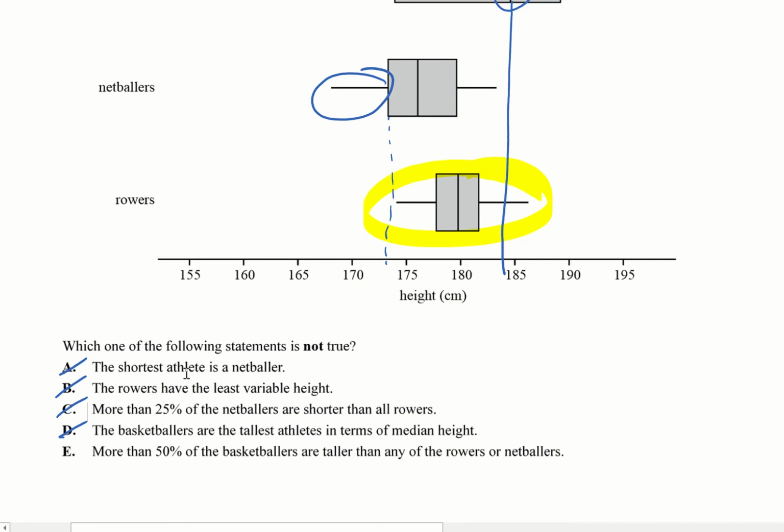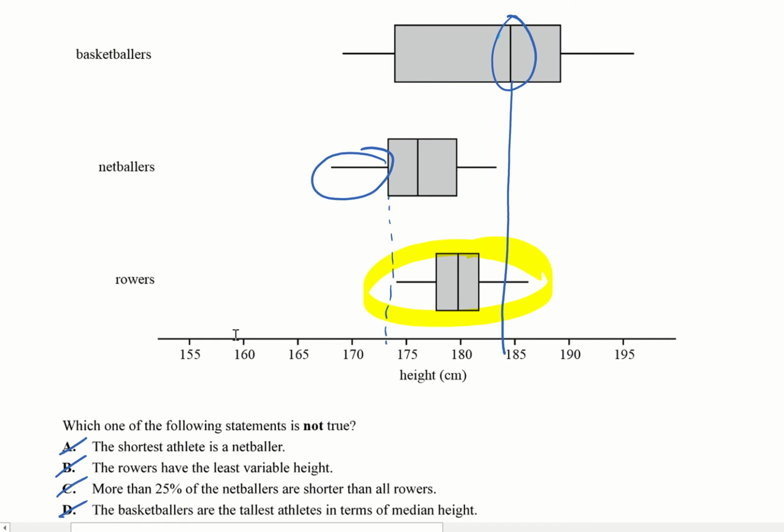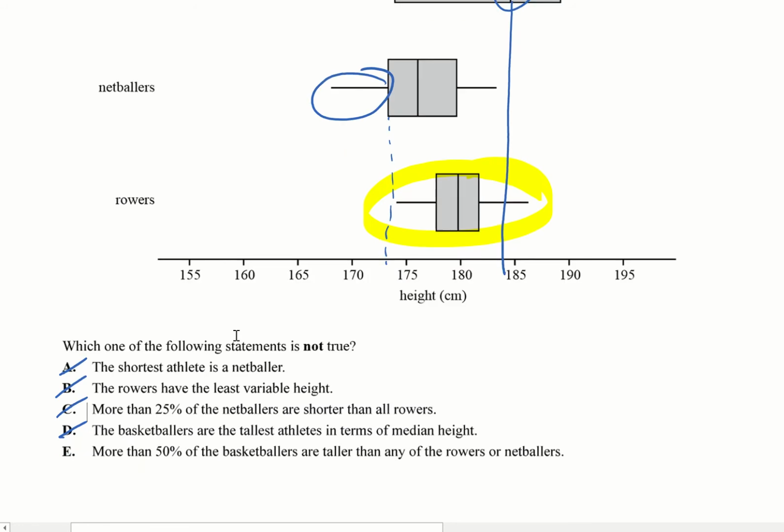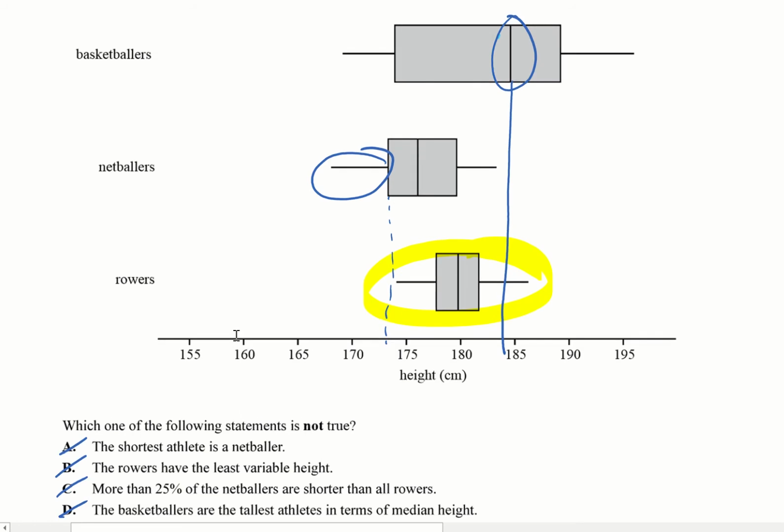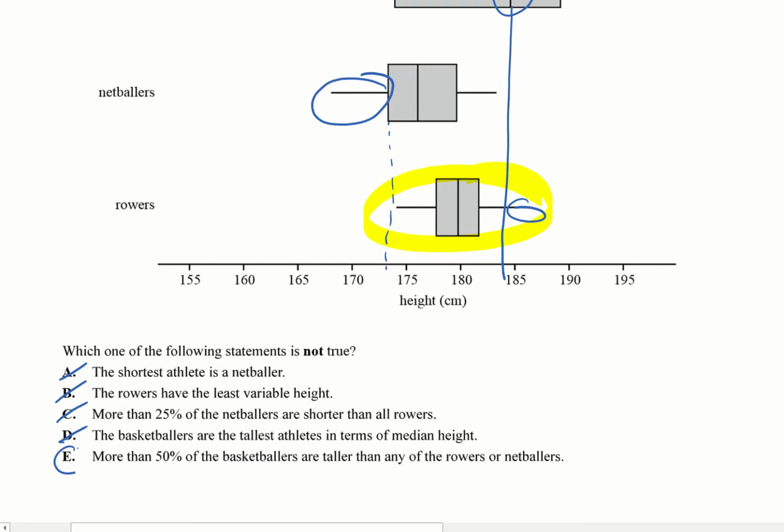And E, more than 50% of the basketballers are taller than any of the rowers or netballers. If we were talking about netballers, it would be correct, but as I showed there, some of the rowers are past where the median is for the basketballers. So this one is not true, so therefore it's the correct answer.